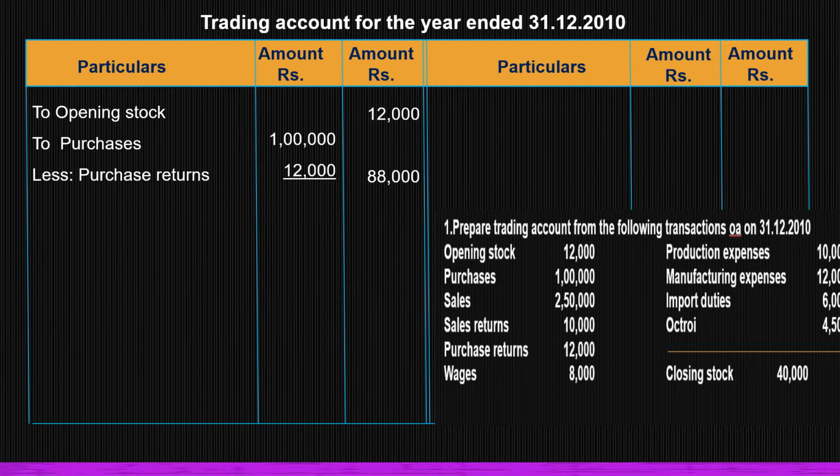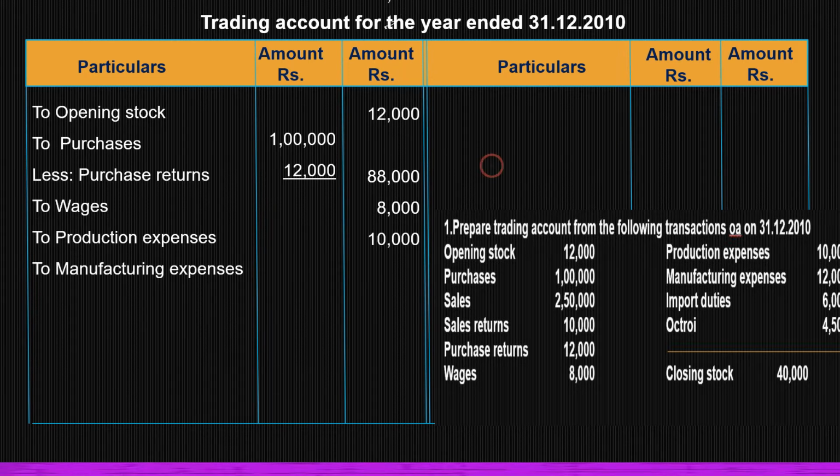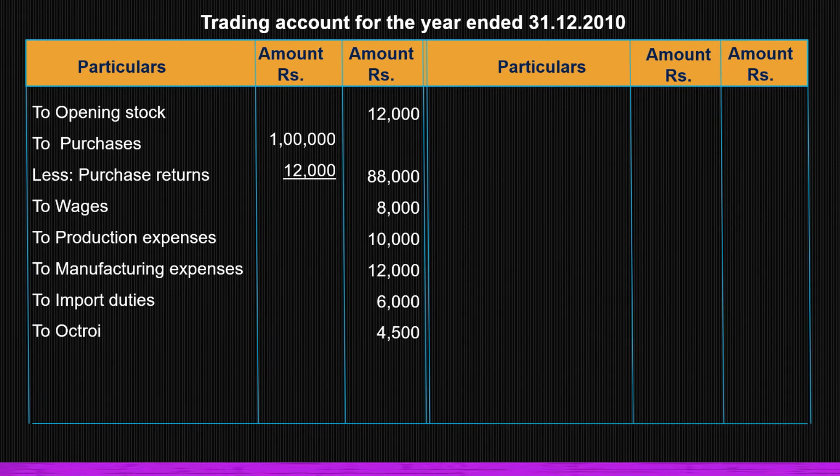Next, after that we should write all direct expenditures and factory expenditures here. So next one, to wages 8,000. Next, to production expenses 10,000. Then manufacturing expenses 12,000. Import duties 6,000. To octroi 4,500. So based on the question, all expenses are finished on the debit side.